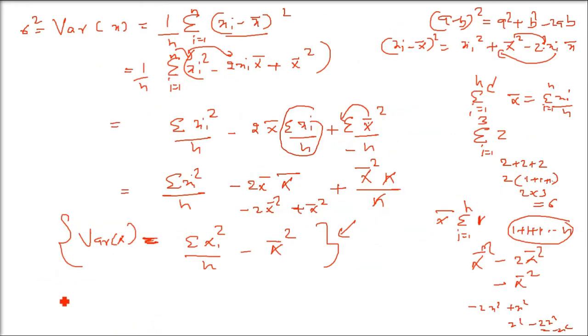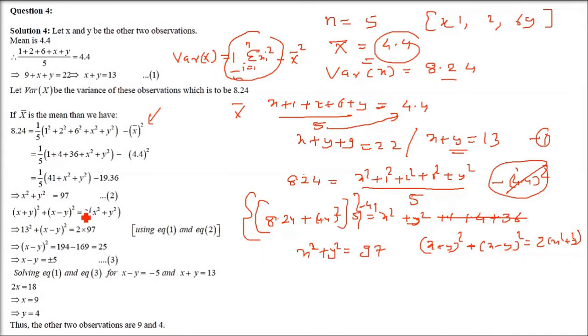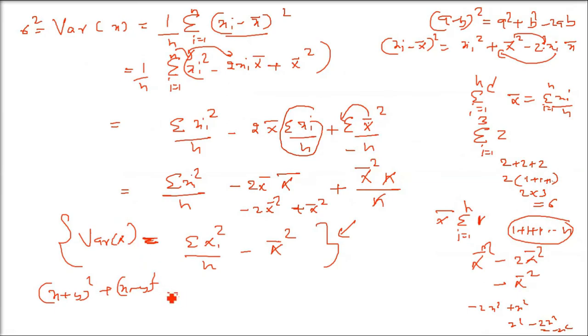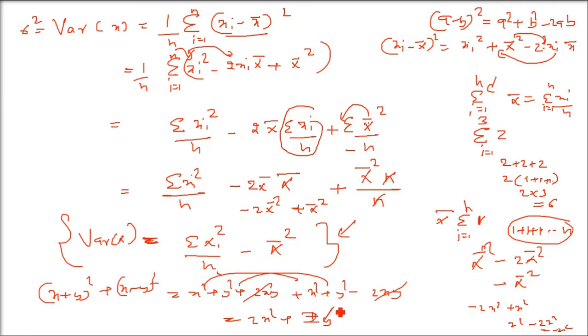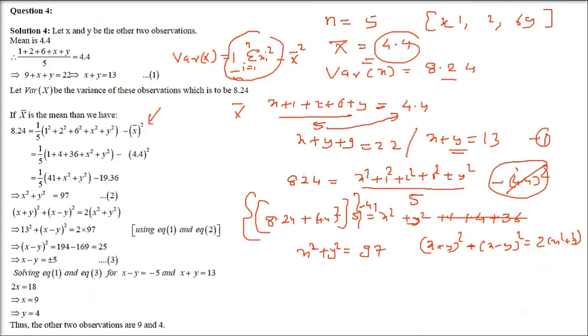Okay, I'll just show you. X plus y whole square plus x minus y whole square equals 2 into x square plus y square. This I am trying to prove, why we have got it here. So x plus y whole square is x square plus y square plus 2xy, and x minus y whole square will be x square plus y square minus 2xy. These two cancel. X square becomes 2x square, y square becomes 2y square. So 2 you can take common: 2 into x square plus y square. Okay, that is why.